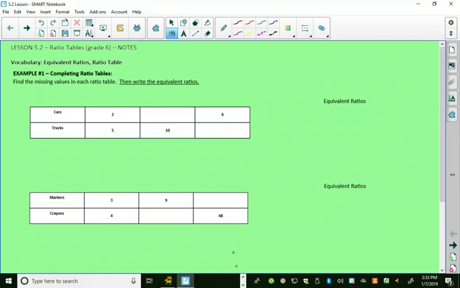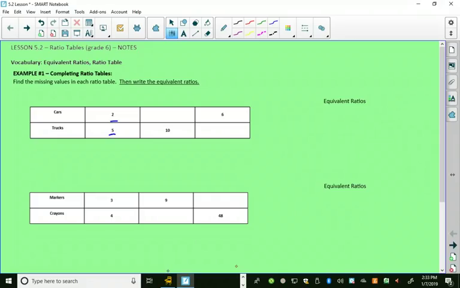So just like when we did ratio tables, or we organized numbers in tables, it was basically called a ratio table because the relationship has to match. So if I look at example 1 here, and we have cars and trucks, we have 2 cars for every 5 trucks. And we can recognize that because the table shows us 2 cars and then 5 trucks. That one's given to us. Okay? Then we're missing how many cars there are for 10 trucks.